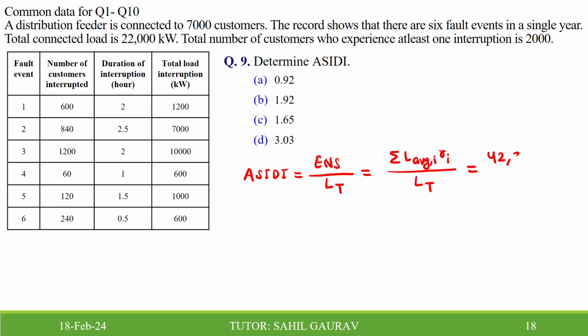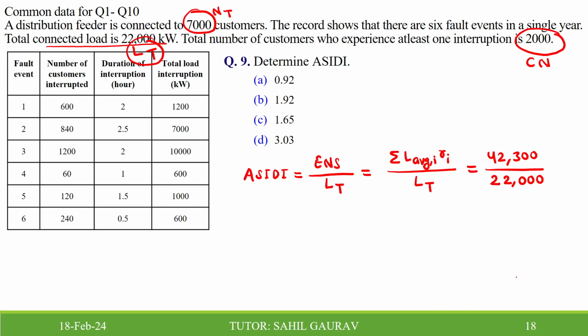So L average I we have computed: 42,300, divided by the total connected load, which is 22,000 kilowatt. So 22,000 kilowatt is given as the total connected load. In the problem they have given the LT value. So this is the LT value, and the number of customers served they have given as 7,000, and this 2,000 is CN. So three terms are provided in the problem: NT, the total number of customers served; the total connected load, which is 22,000 kilowatt; and the customers who experience at least one interruption, given as 2,000.